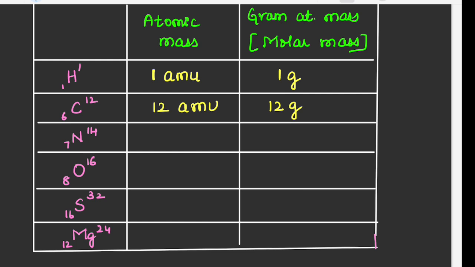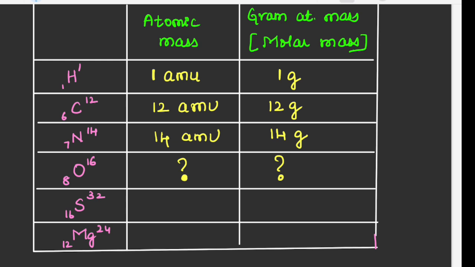Clear? Next, nitrogen. For nitrogen, what is the mass you are going to write? Atomic mass 14. So you will be writing here 14 AMU, and for gram atomic mass you will be writing it as 14 grams. Then next for oxygen. For oxygen, what is the atomic mass? I want you to try. Write in the comment section and also find the gram atomic mass for oxygen.